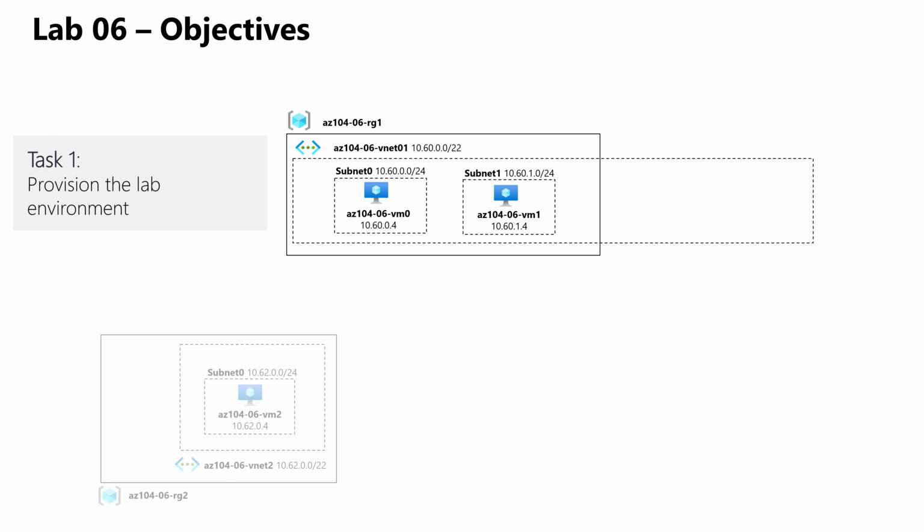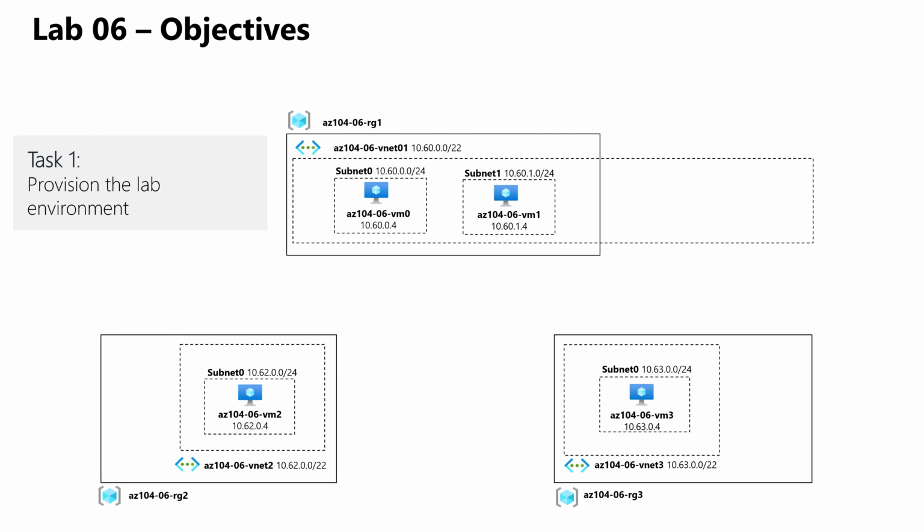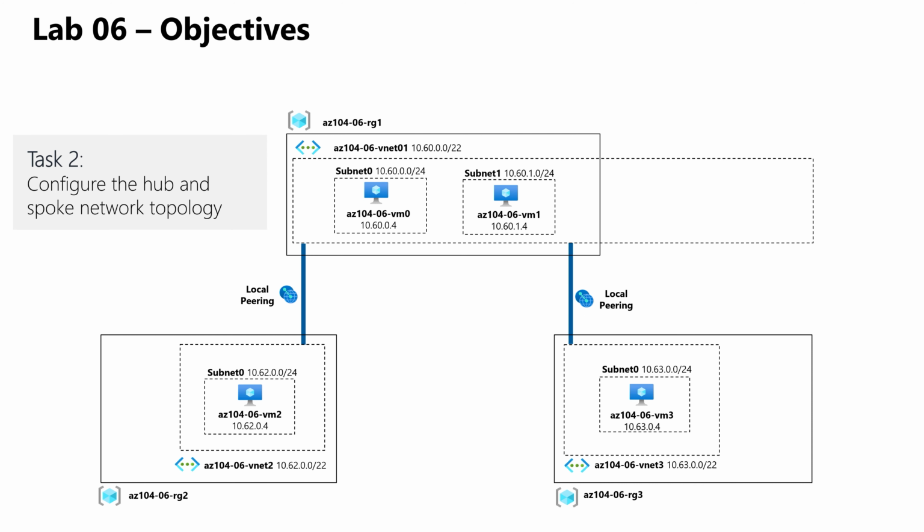Now let's look at the lab objectives. For task 1, we're going to provision a lab environment. For this lab, we will set up 3 virtual networks: VNet 1, VNet 2, and VNet 3. For task 2, we configure a hub and spoke network topology, set up a local peering between VNet 1 and VNet 2, and another local peering between VNet 1 and VNet 3.